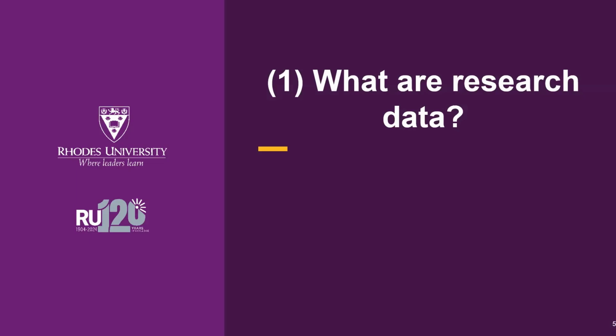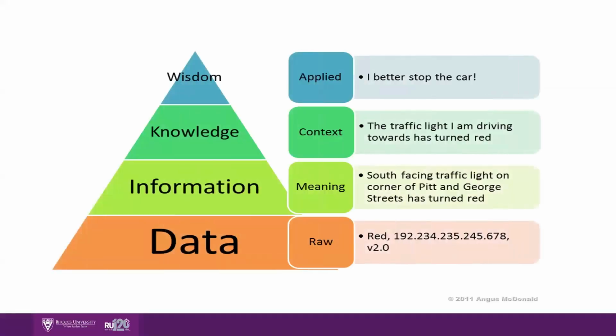So the starting point, and I like to work with definitions here, is what are research data? And in order for you to define research data, you should have a good understanding of what data are in the general sense. Data is the lowest level of abstraction when you look at the DIKW pyramid, which starts off with data. And from data, you work your way up to information. When information is analyzed, you wind up with knowledge. And ultimately, that births wisdom.